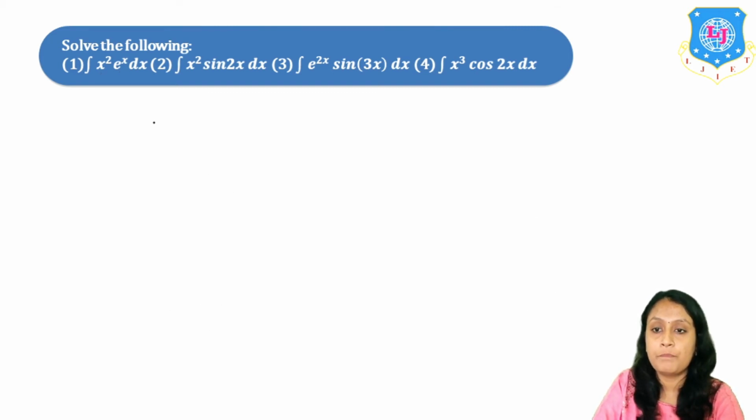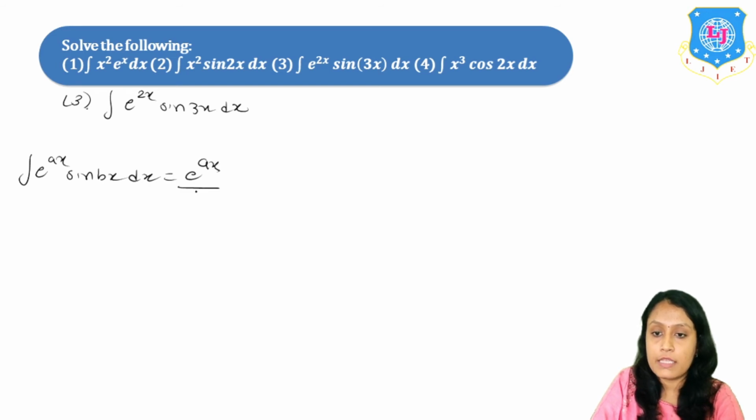Next, let's solve example number 3. This is the integration of e raised to 2x sine 3x dx. As I have said earlier, whenever we have these two combinations, we have to apply the e raised to ax sine bx formula. The formula is e raised to ax upon a square plus b square. Here we have sine, so write sine bx first, then cos bx. Write a over here, b over here. For the sine function, the negative sign will come over here.